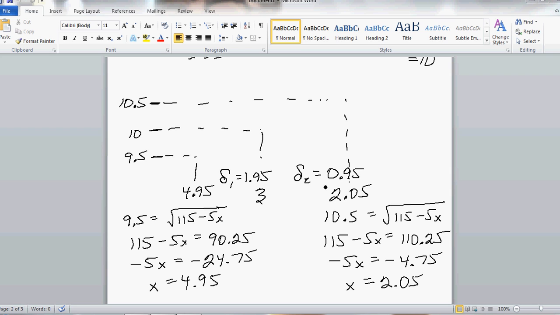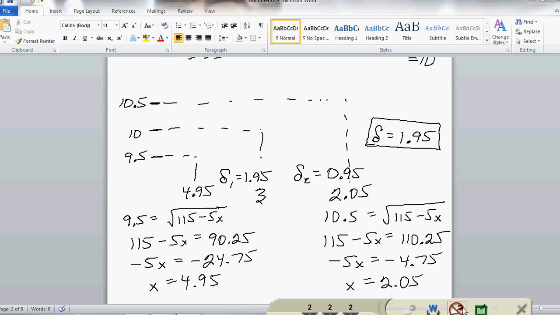Now this rule has not changed since example number 1. Which of these deltas will actually represent the delta we want? Well, we picked the biggest one. 1.95 versus 0.95. I think it's rather obvious. 1.95 wins. And so the delta that we are asked to find is the biggest one, or in this case, 1.95.